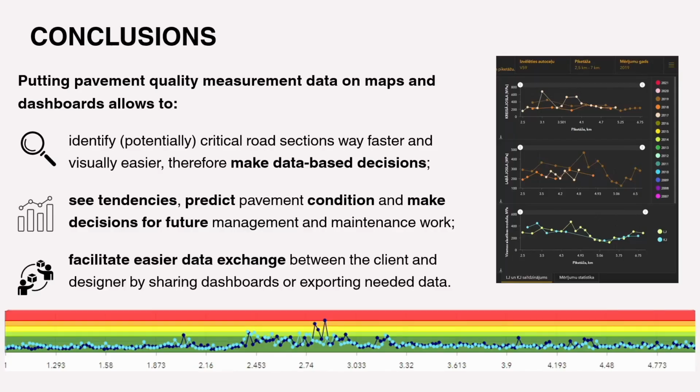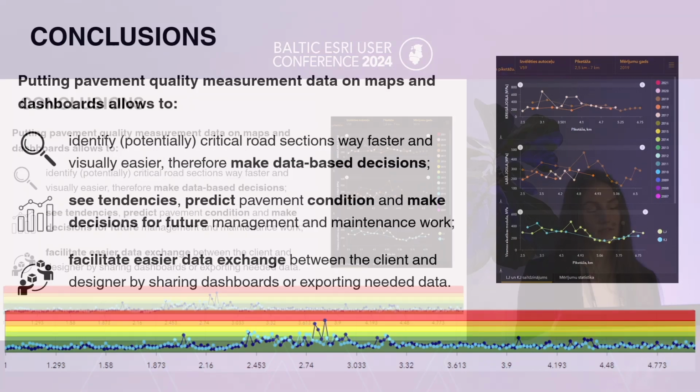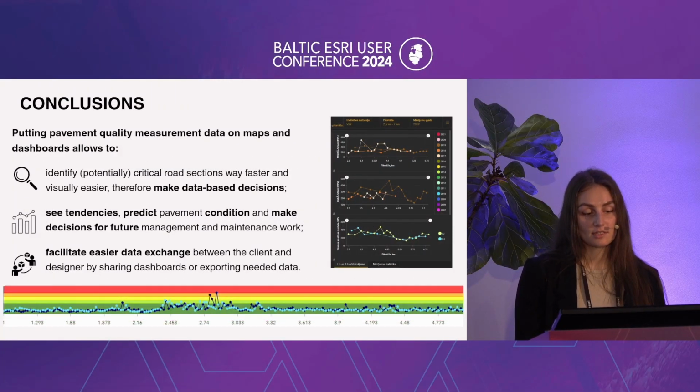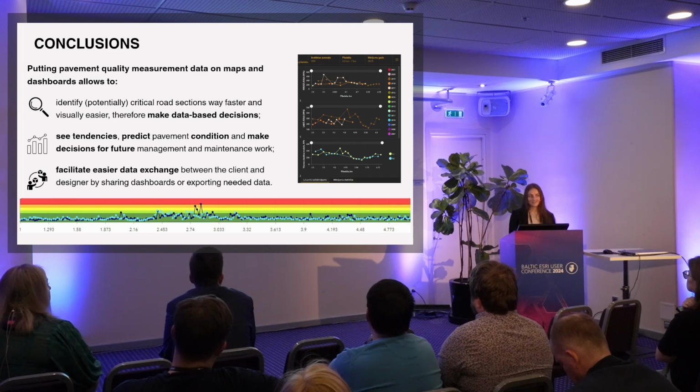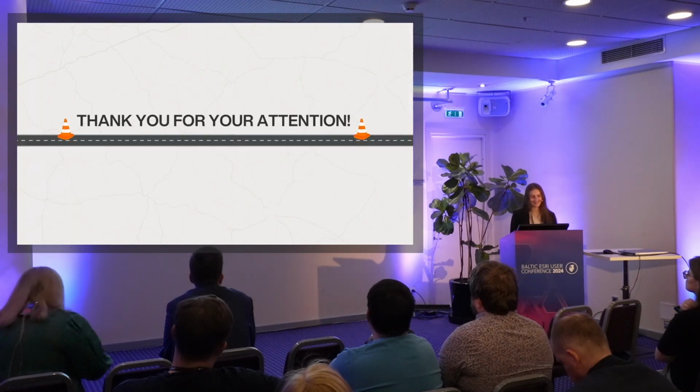So for conclusions, putting pavement quality measurement data on maps and dashboards allows to identify critical road sections way faster and visually easier, therefore make data-based decisions, see tendencies, predict pavement condition, and make decisions for future management and maintenance work, and facilitate easier data exchange between the client and designer by sharing these dashboards and exporting needed data. And I encourage you all, if you haven't tried to use dashboards, it is really easy, intuitive, just try it. Everyone loves them. Thank you for your attention.